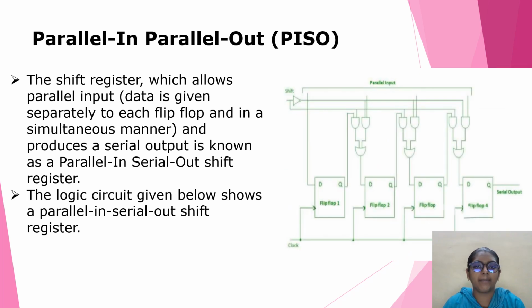Next, parallel in, serial out. The shift register which allows parallel input, that is data is given separately to each flip-flop and in a simultaneous manner and produces a serial output, is known as a parallel in, serial out shift register. The logic circuit given below shows a parallel in, serial out shift register.